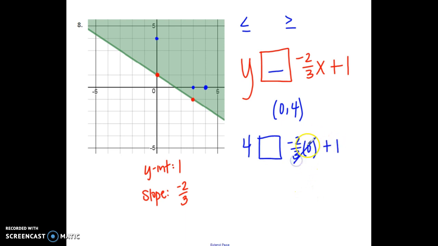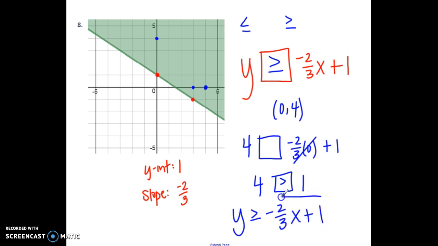Like we said, this will go away, and 0 plus 1 is 1. Well, 4 compared to 1, 4 is greater than 1. So that means the rest of my symbol here is greater than. So our inequality is y is greater than or equal to -2/3 x plus 1.